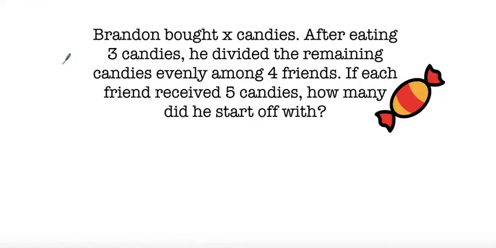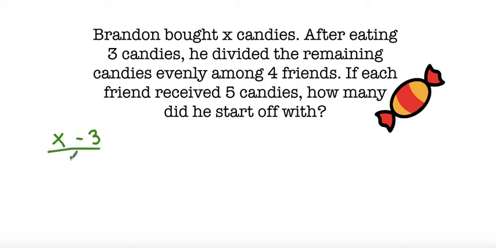In our next problem, Brandon bought x candies. After eating 3 candies, he divided the remaining candies evenly amongst 4 friends. If each friend received 5 candies, how many did he start off with? So we know that Brandon bought x candies, so we don't know how many he had to begin with. Then he ate 3, so we take away from the total amount he bought. Then he divided the remaining candies evenly among 4 friends.